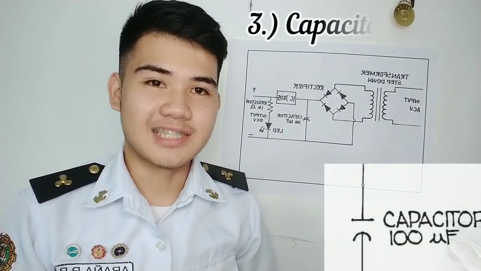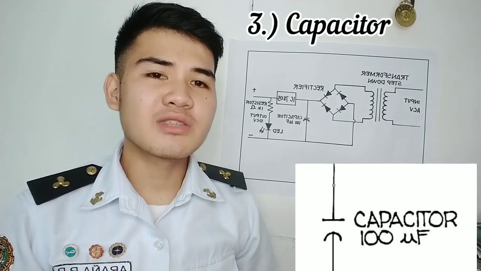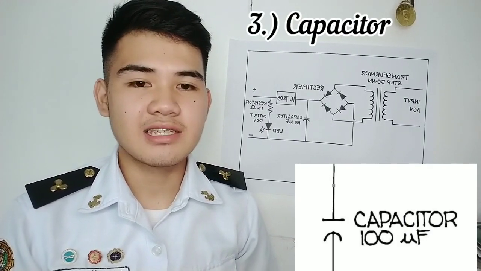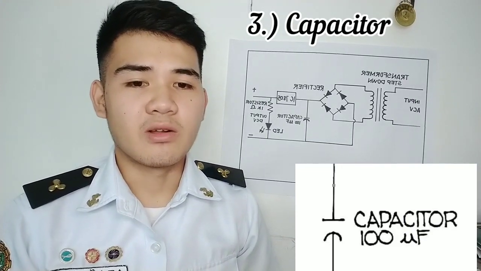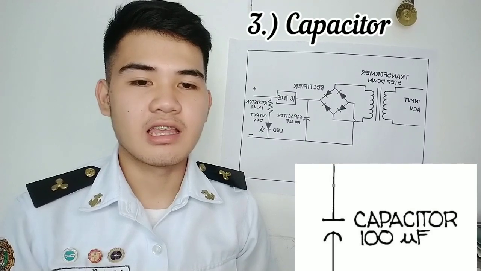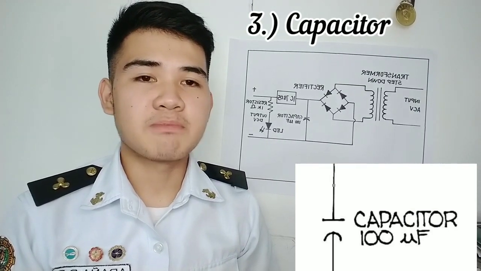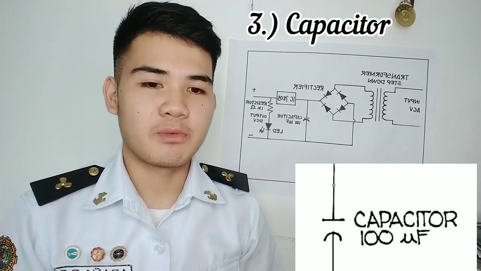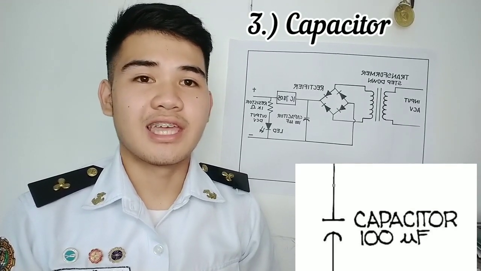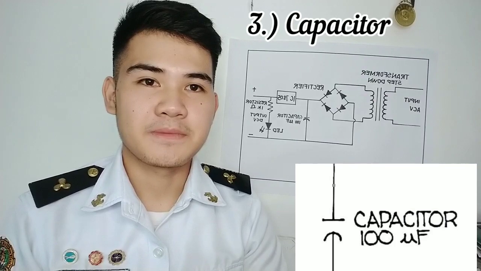The third one is the capacitor. A capacitor is an electronic component that stores and releases electricity in a circuit. It also passes alternating current without passing the direct current. A capacitor is an indispensable part of electronic equipment and is almost invariably used in the electronic circuit.